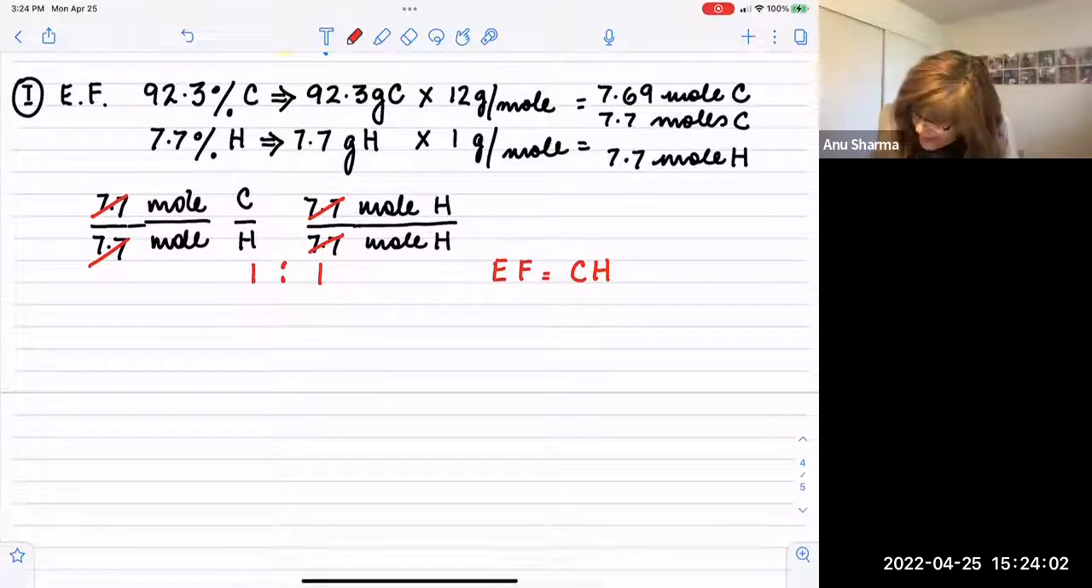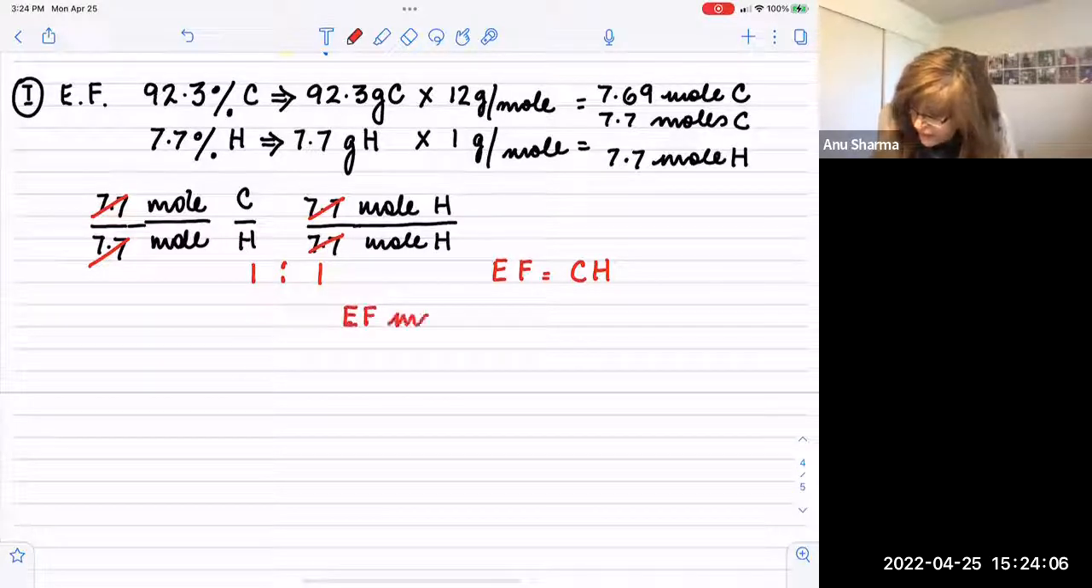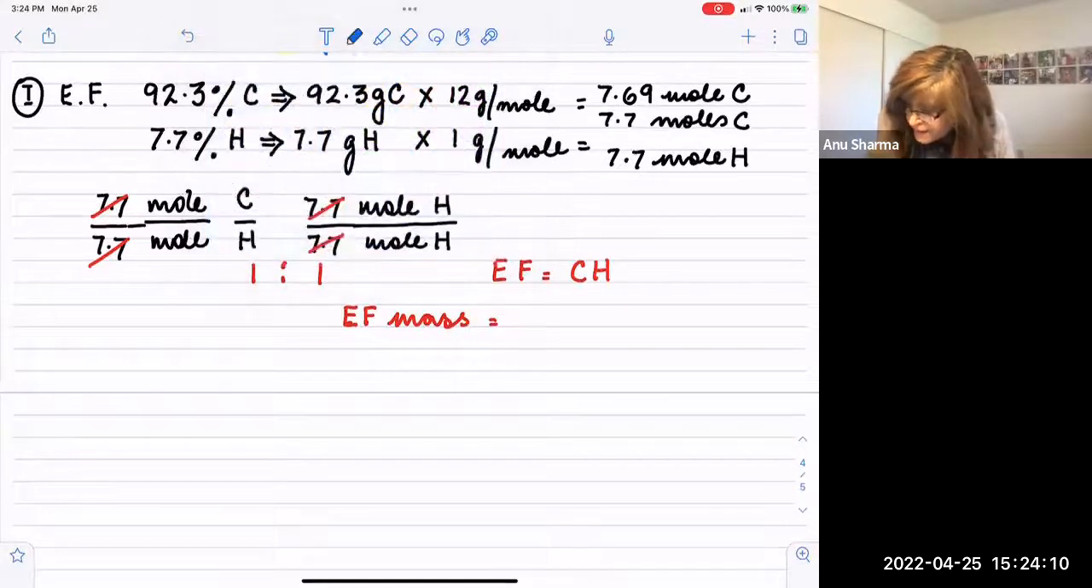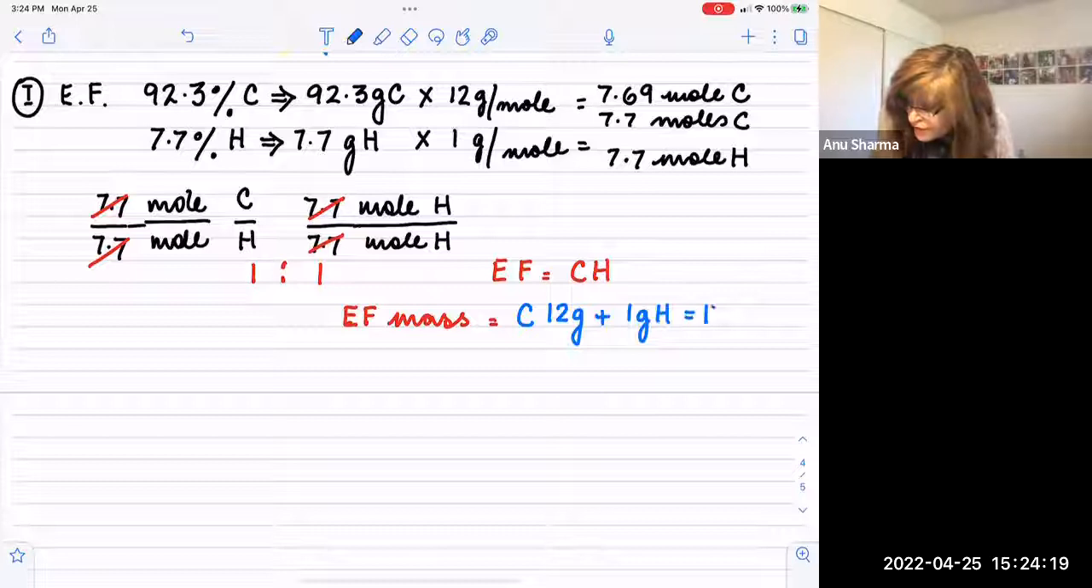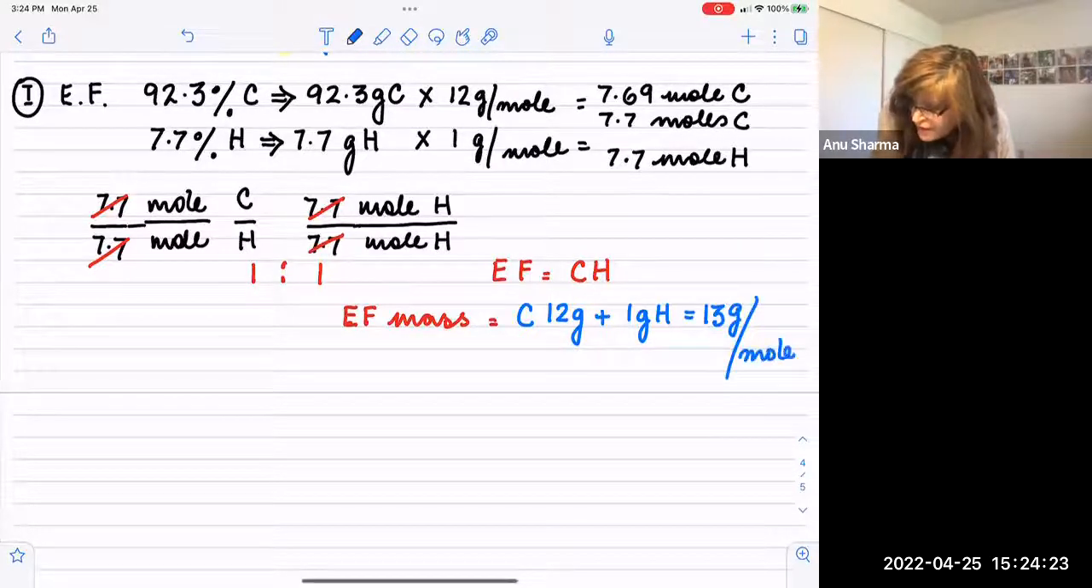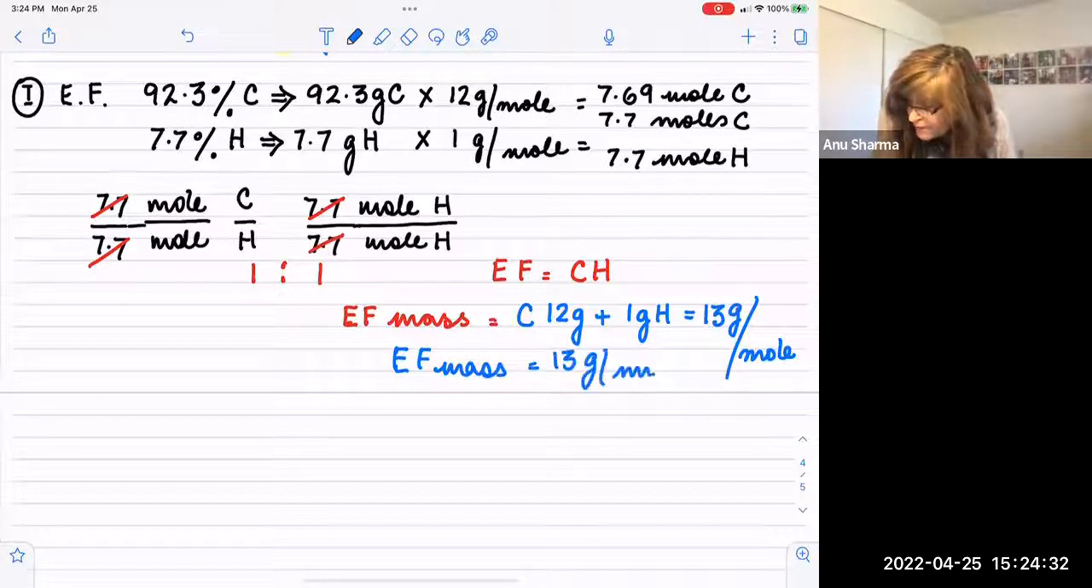Now, let's calculate the empirical formula mass right here. This is equal to carbon bringing 12 grams plus 1 gram coming from hydrogen. So it's a total of 13 grams per mole. So the empirical formula mass is equal to 13 grams per mole.